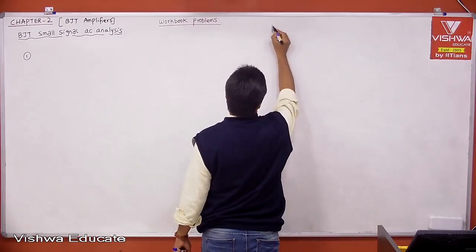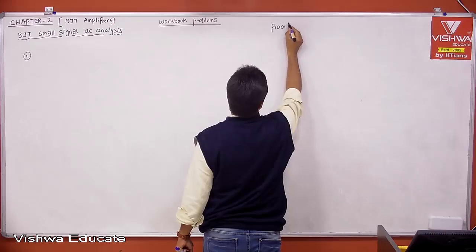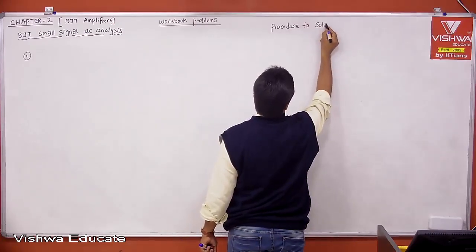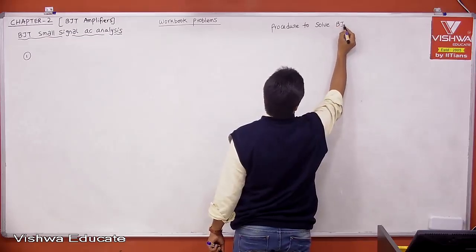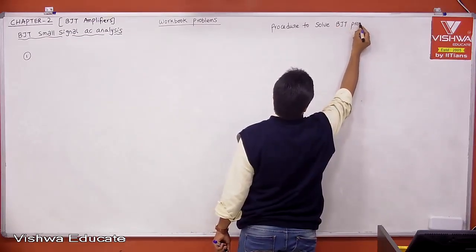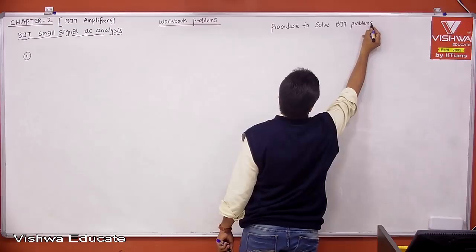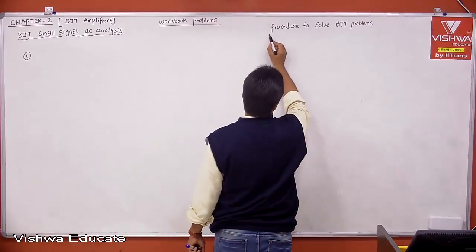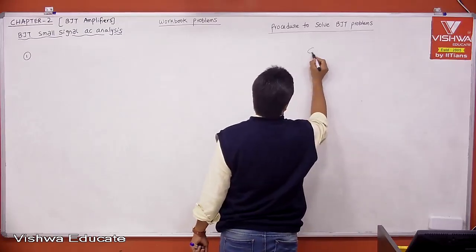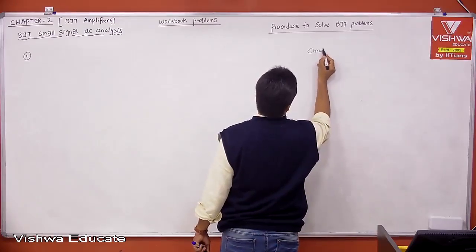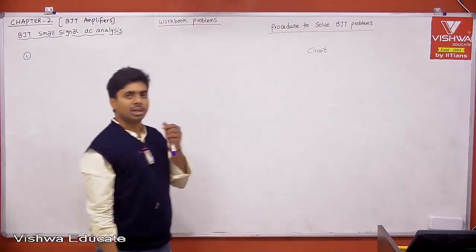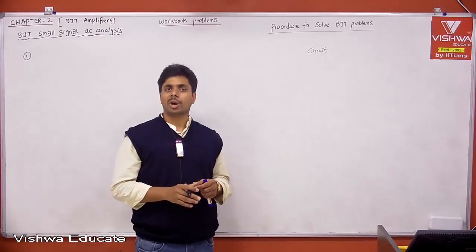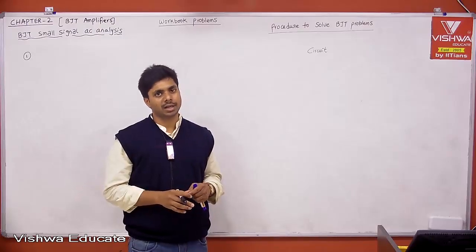Procedure to solve BJT problems. The procedure is based on the problem statement. Let us say the circuit is given in the examination. Based on the problem statement, classify the problem as either related to AC analysis or DC analysis.